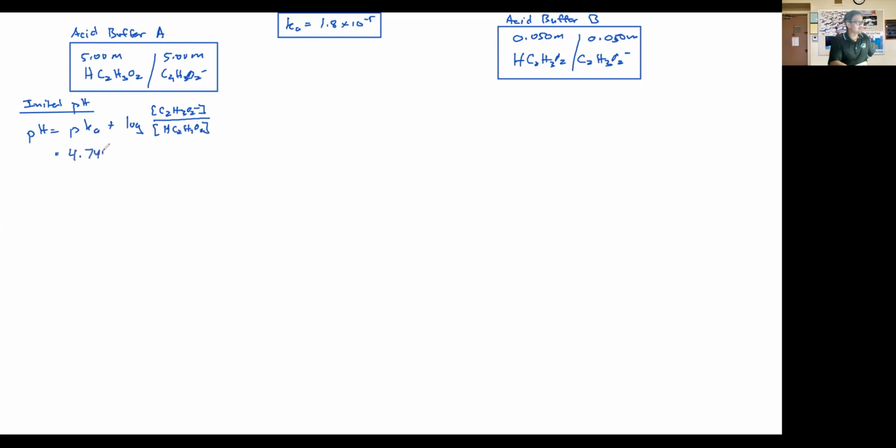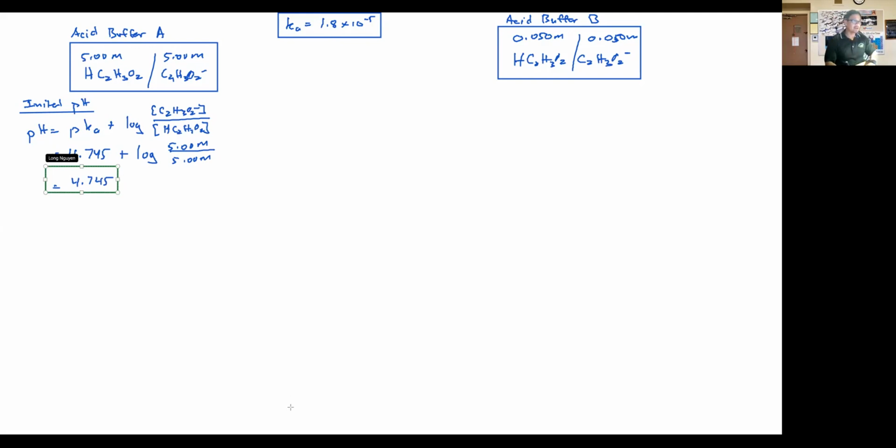4.745. And therefore we're going to take the log of 5 molar over 5 molar. The log of 1 is going to be 0, so the pH of this solution is going to be 4.745. I hope you're able to see that. So this is 1, and the log of 1 is going to be 0. That's the initial pH of this solution. So buffer A has an initial pH of 4.75, before we add anything in there.